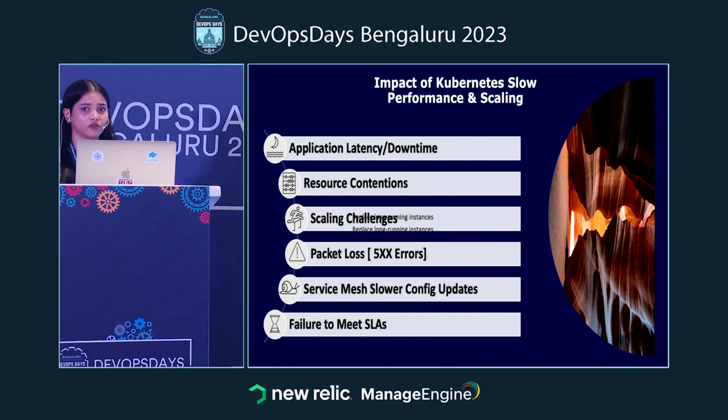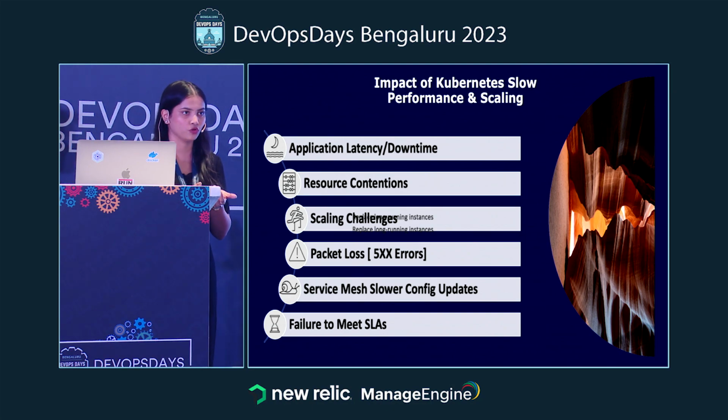Now, a slow API server can also be a bottleneck for resource utilization in your control plane components, which can lead to resource contention, including high memory or CPU usage.